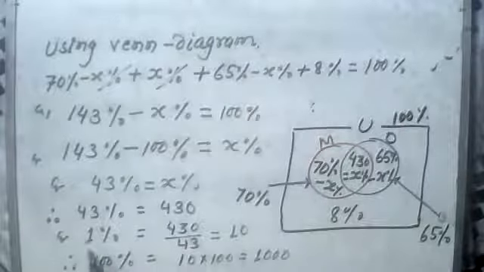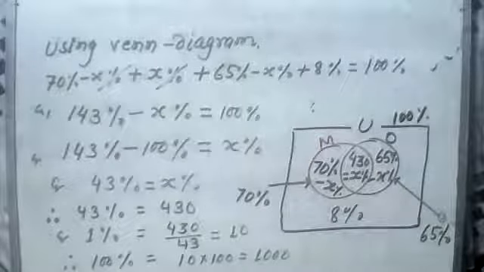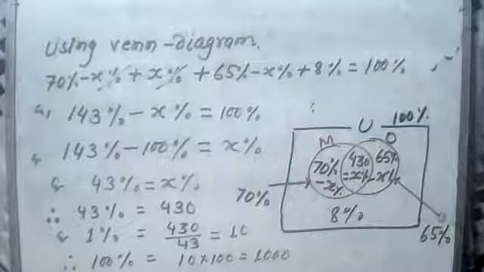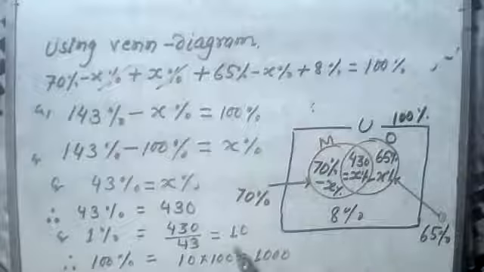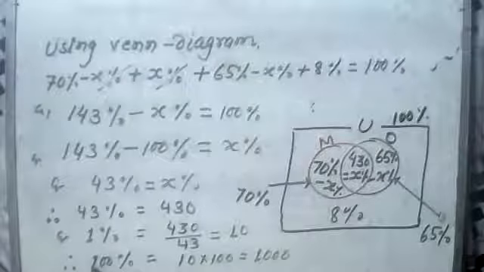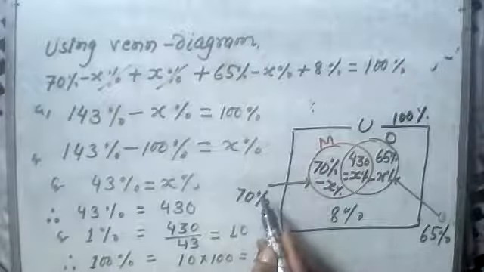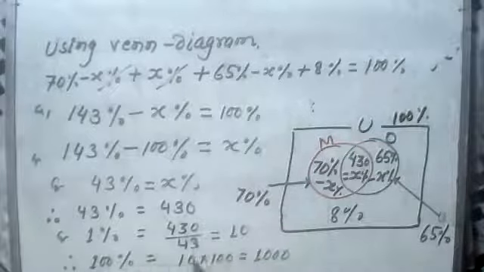43% is equal to 430. 1% is equal to 430 by 43, that is 10, and 100% is equal to 100 times 10. If you are asked to find the number of people who like mangoes, in that case we need to get 70%, not 100%. Here we got the value of 100%, but if you are asked to find the number of people who like mangoes, that means 70%. So we need to get 1% and then 70% in the same way. So this is the answer.